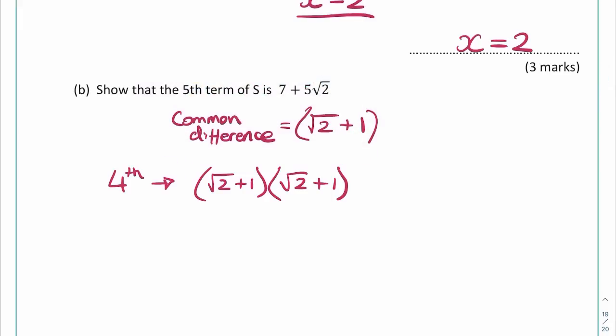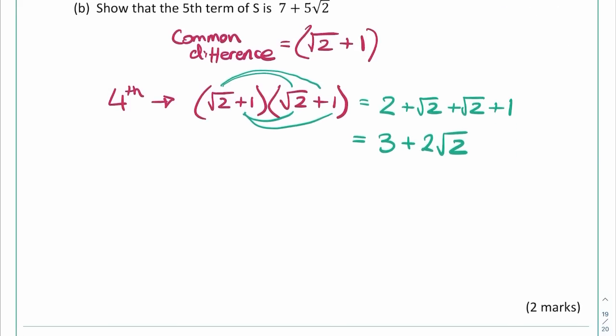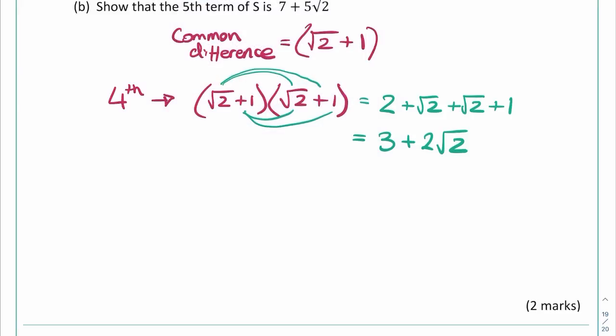So we have a double bracket to expand. Root 2 times root 2 is 2, root 2 times 1 is root 2, 1 times root 2 is another root 2, and 1 times 1 is 1. And if we simplify that, our fourth term is 3 plus 2 root 2. That's our fourth term. We want to find the fifth term, and we have to show that, so we've actually got to work it out.